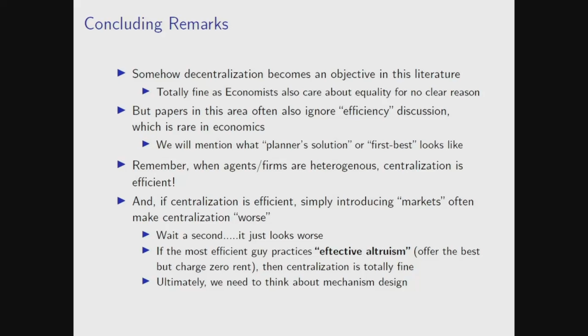Okay, so wait a second. Even though it could make the centralization worse, it only looks worse. In some sense, if we design incentives the right way, and the most efficient guy practices so-called effective altruism, although we know that's not always the case, then centralization is totally fine, right? Let the very, very good guy, good at everything and also well-intentioned, do that, that's fine. Ultimately, it's about mechanism design, and this is the problem that economists have been thinking about for almost 100 years. Great, thank you.